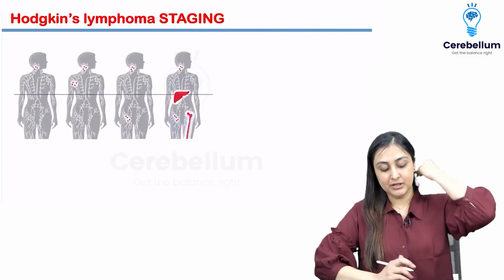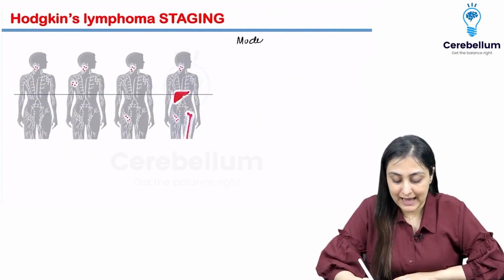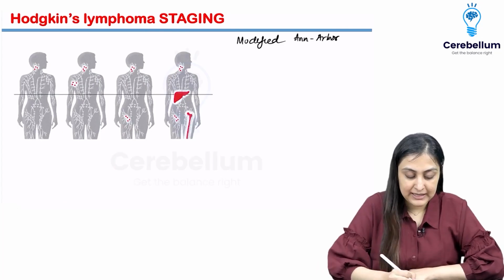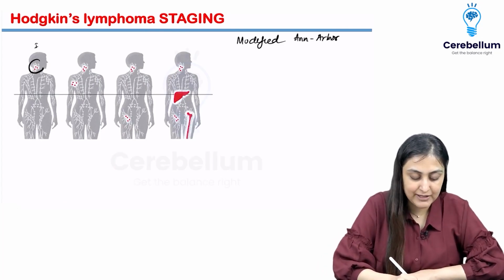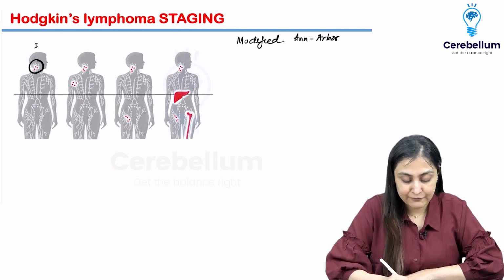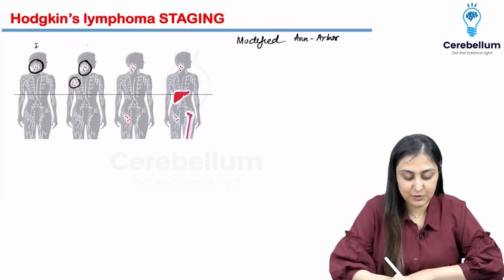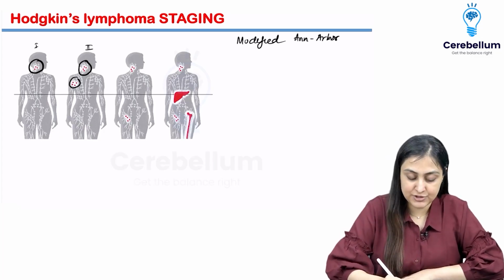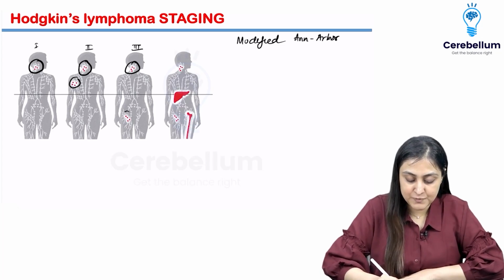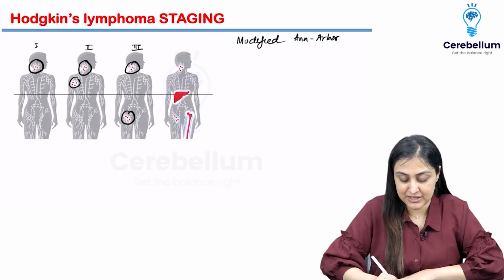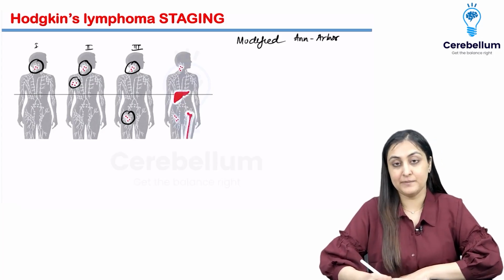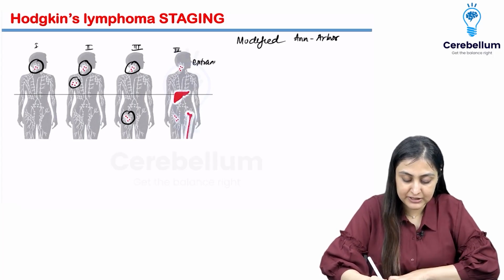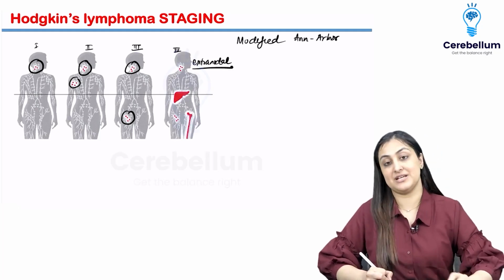Now you also want to remember that we follow the modified Ann Arbor staging for Hodgkin's lymphoma. So what is this staging? Here stage 1 is if only one site of lymph nodes is involved. If you have two sites of lymph nodes which are involved, like cervical and axillary in this case, on the same side of diaphragm, it is stage 2. If there are multiple groups of lymph nodes or two groups of lymph nodes which are involved on two sides of the diaphragm, that's stage 3. And when you have extranodal sites like liver in this case, bone in this case, it becomes stage 4.